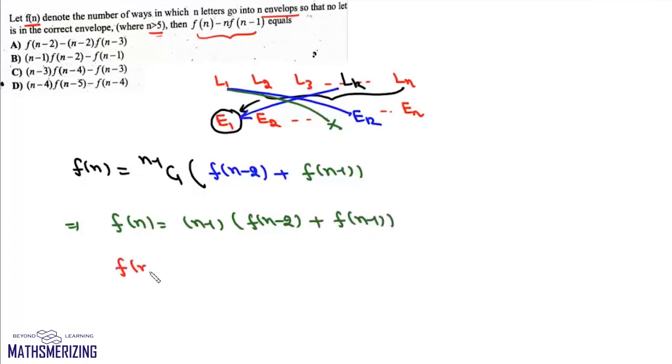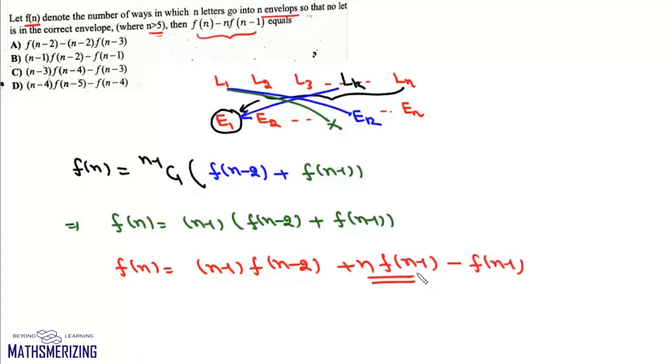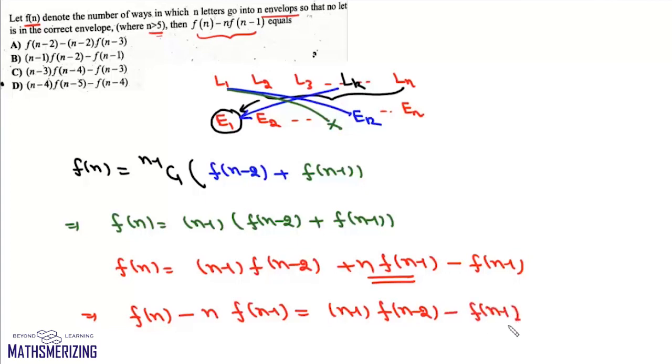Now we can write this as f n, and this is n minus 1 f n minus 2 plus n f n minus 1 minus f n minus 1. Now we will take it on the left hand side. We can write f n minus n f n minus 1. It will be n minus 1 f n minus 2 minus f n minus 1, and that's your option B. Now this question is actually nothing but proof of recursive relation in derangement, which is dn.